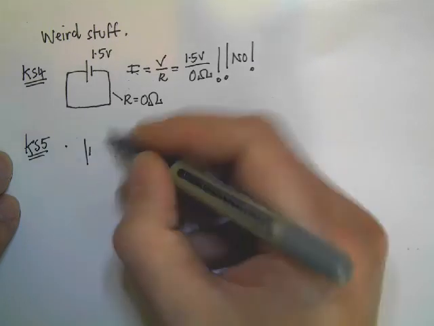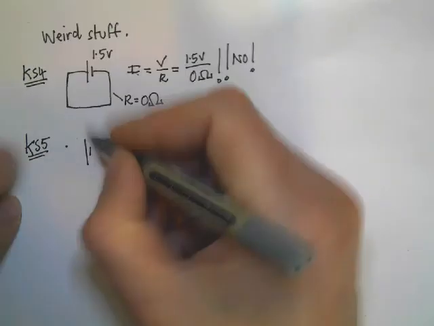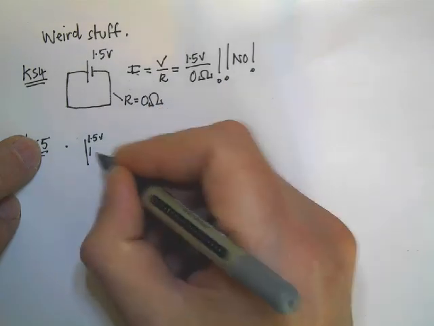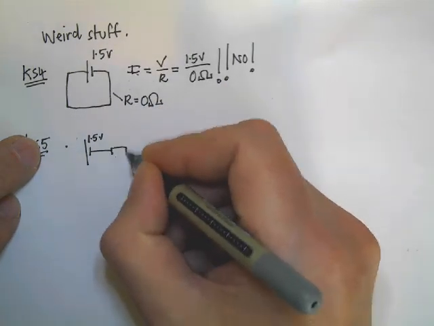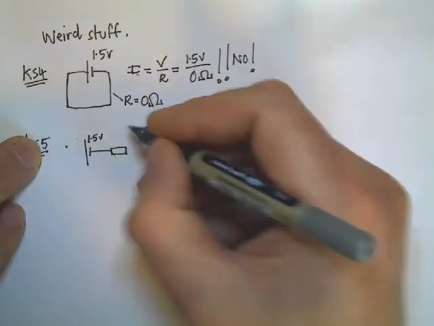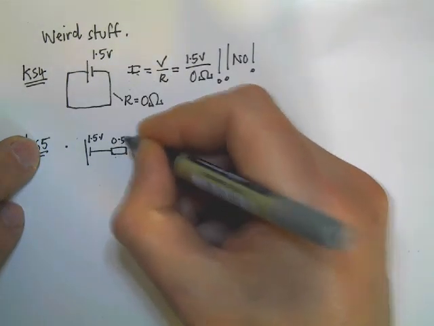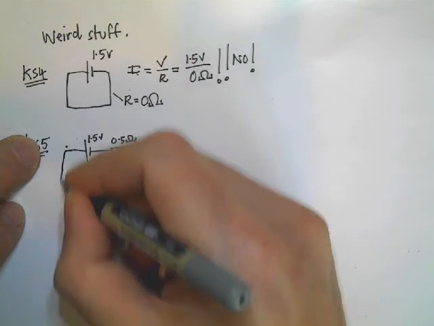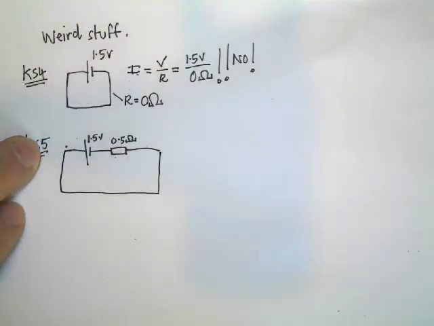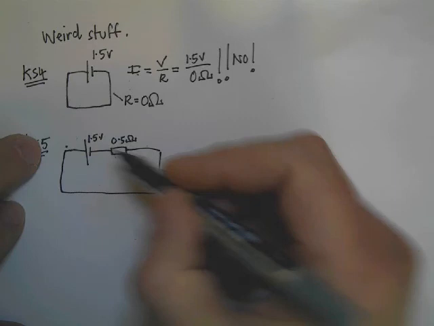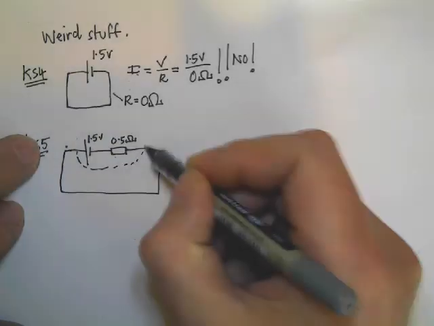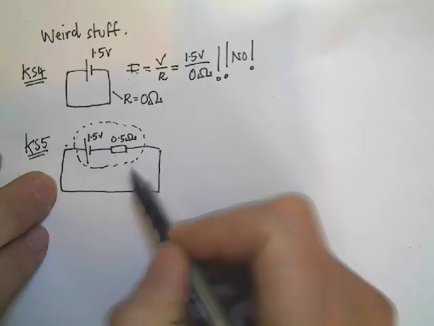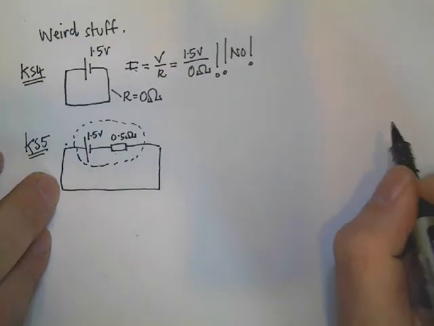So let's call ourselves key stage 5. So we've now introduced the idea that we've got a cell, and I'm going to still say that this has an EMF of 1.5 volts, but it has internal resistance. Let's go with 0.5 ohms internal resistance. And I will still short it. So the wire here, 0 resistance effectively. Don't forget my dotted line.